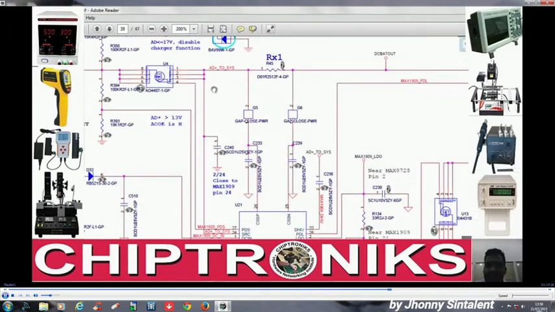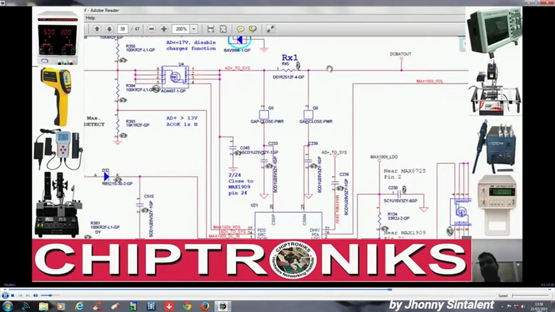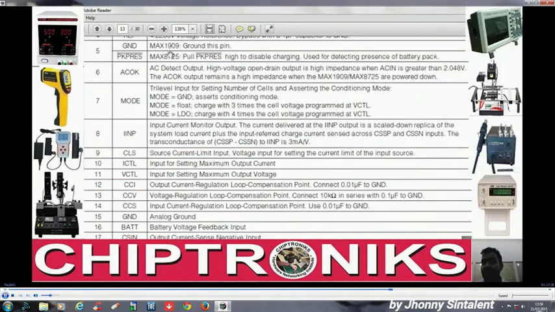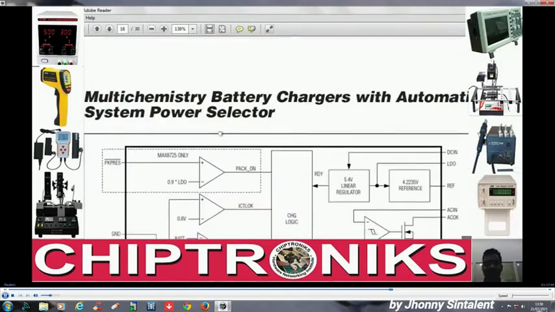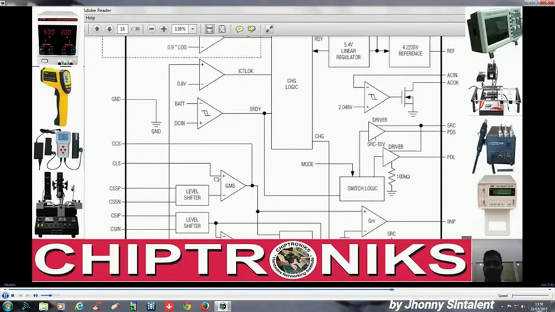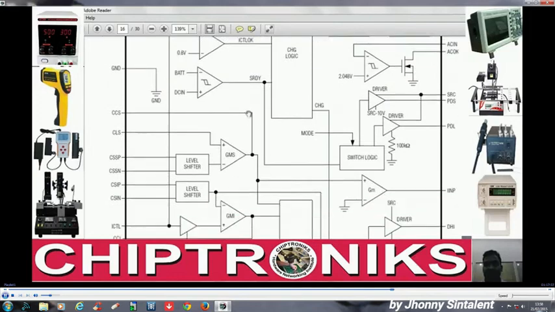CSSP is connected to the positive side of the adapter supply, and CSSN is connected to the negative side of the resistor. So how do CSSP and CSSN generate IINP? We'll have to look over here also. We'll go to page number 16 to understand the internals. You see CSSP and CSSN is connected to an op-amp, and this op-amp is generating an output, which is going to another op-amp, and it's generating IINP.